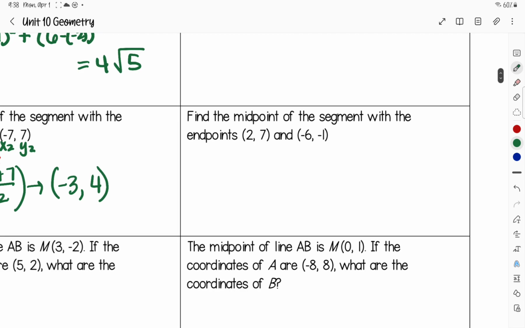This one wants you to find the midpoint of the segment with the endpoints. So I'll have you do that and then answer the question on the screen.